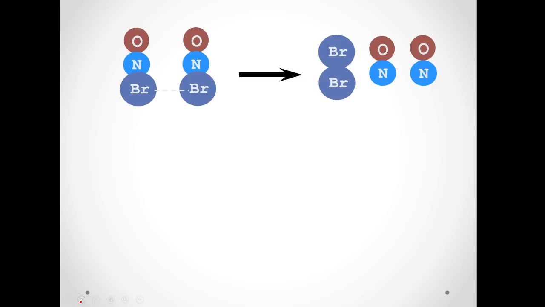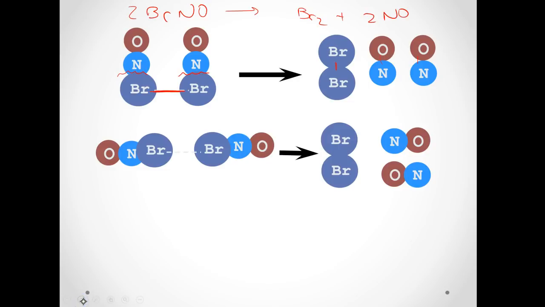So here we have our molecule BrNO colliding right here on the Brs. And when that happens, it can break the bond between the Br and the N's, and we get a Br2 and 2 NO. So the equation is 2BrNO goes to Br2 plus 2 NOs. And if they collide like that, perfectly logical that they would react. If they collide end to end, same thing. They could sever the bond here and form a new bond where you have, again, a Br2 and 2 NOs.